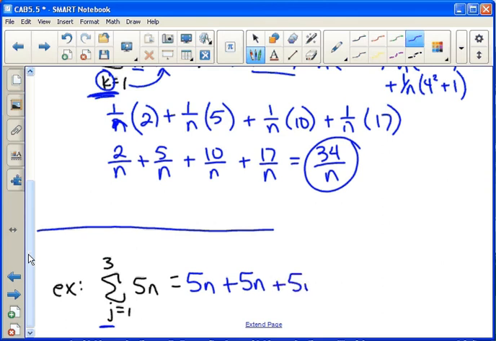And that's it. When we plugged in 1, it didn't change anything because there was no J. When we plugged in 2, it didn't change anything because there was no J. When we plugged in 3, we didn't change anything because there was no J. So when we add those together, we just get 15 in.